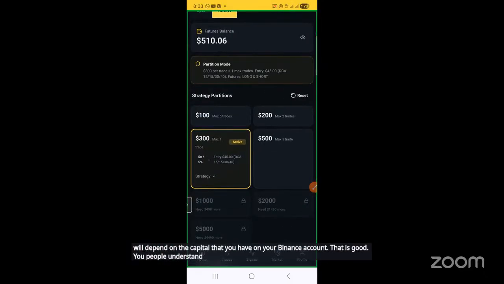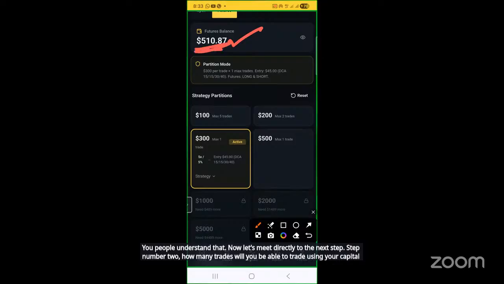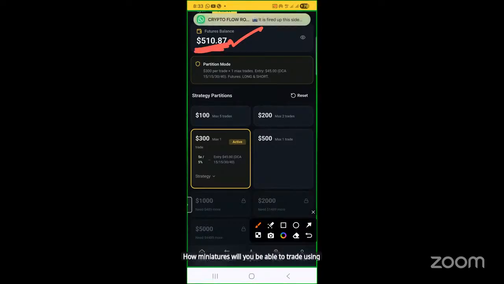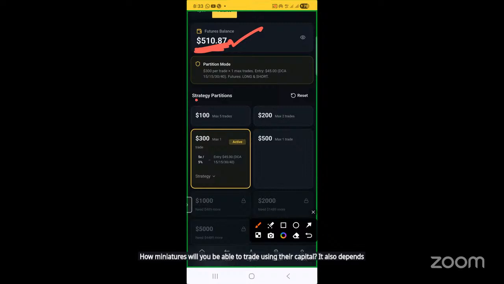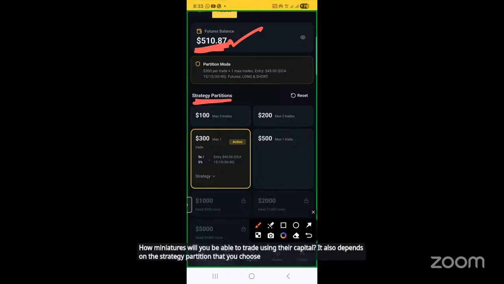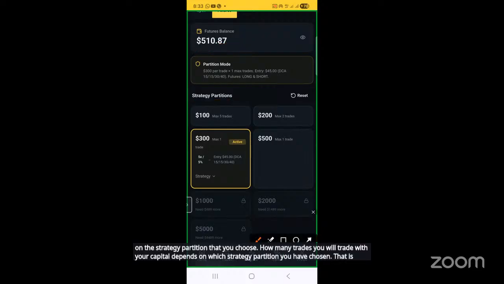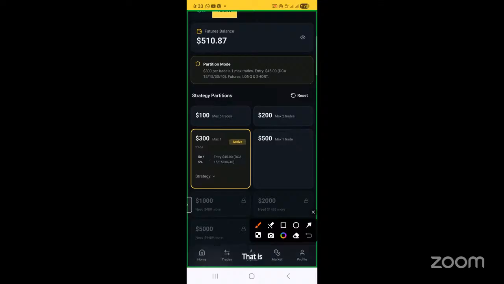Now let me take you to the next step. Step number two. How many trades will you be able to trade using your capital? It also depends on the strategy partition that you choose. How many trades you will trade with your capital depends on which strategy partition you have chosen. That is because each partition can trade a maximum of its own trades.